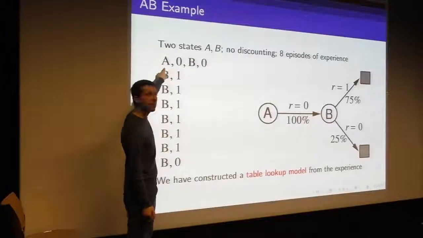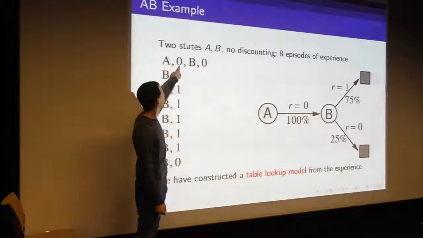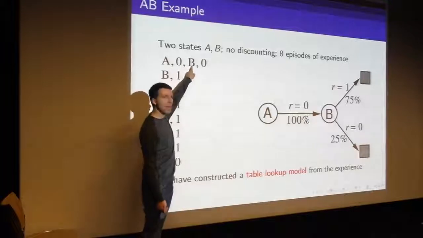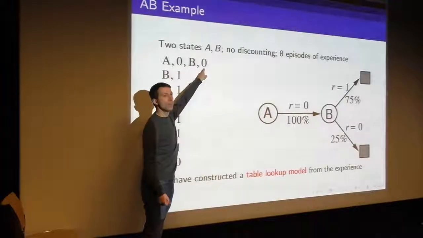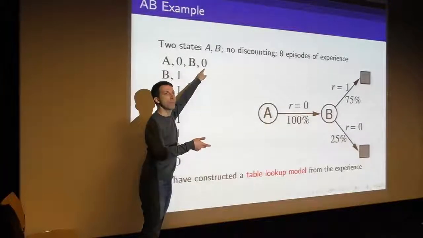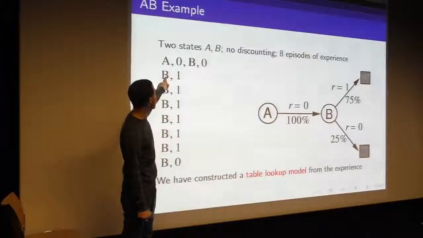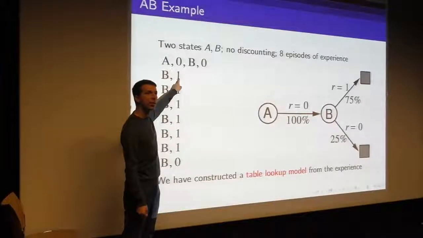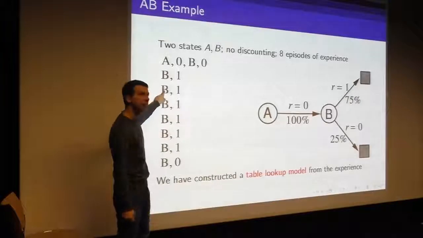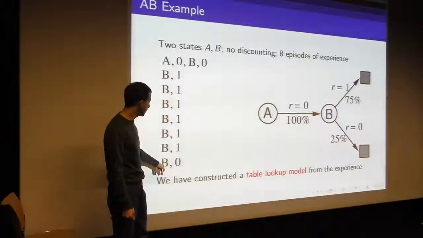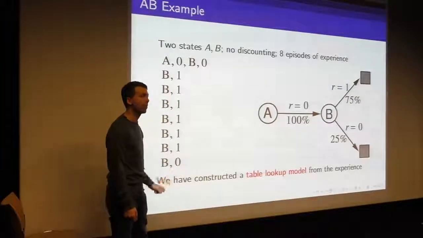So this means on the first episode, I started in state A, got reward 0, then went to state B, got reward of 0, and then the episode terminated. Second episode, I started in state B, saw a reward of 1. Next episode, started in B, reward 1, until finally started in B, got reward 0.